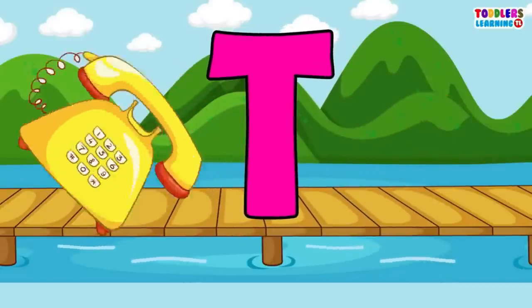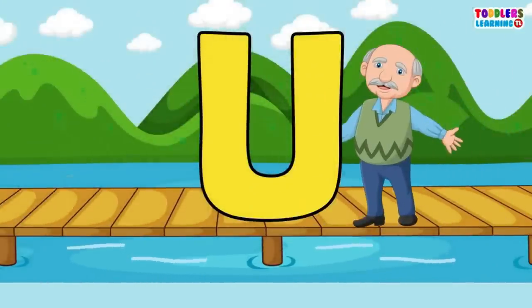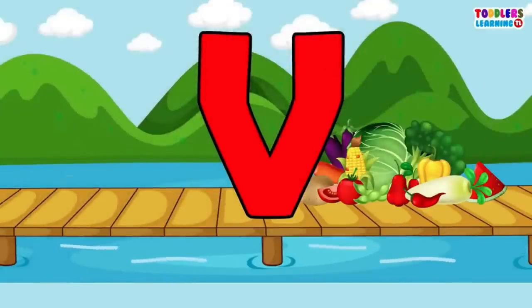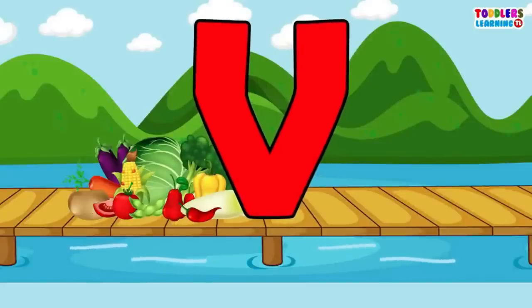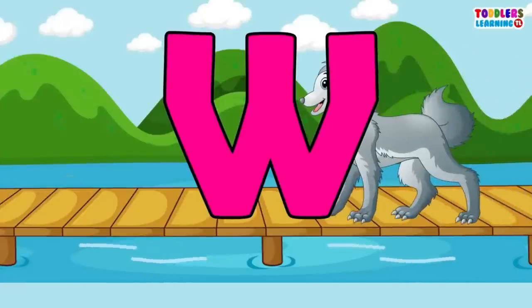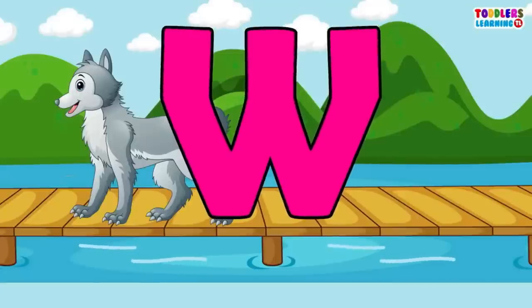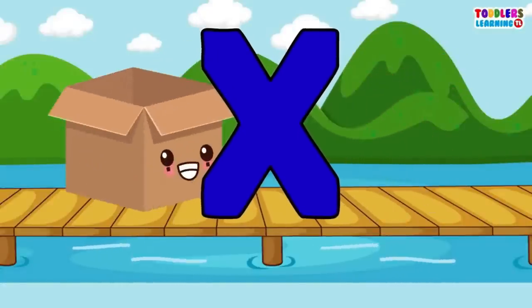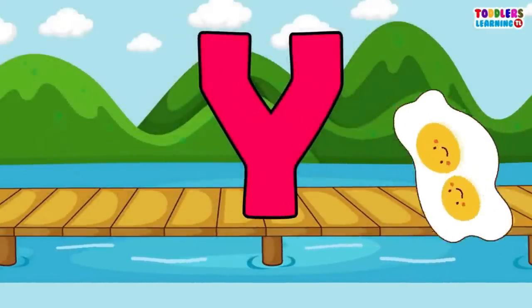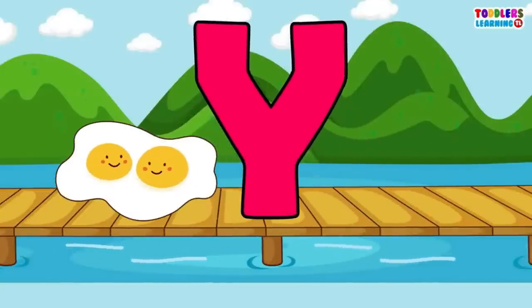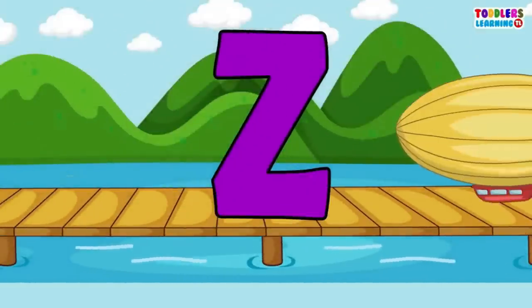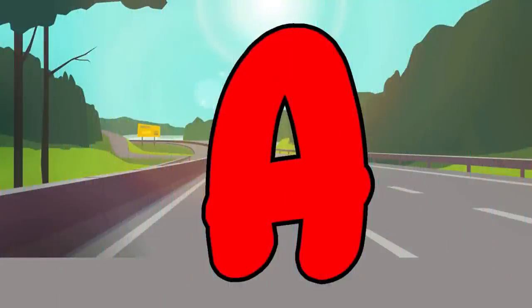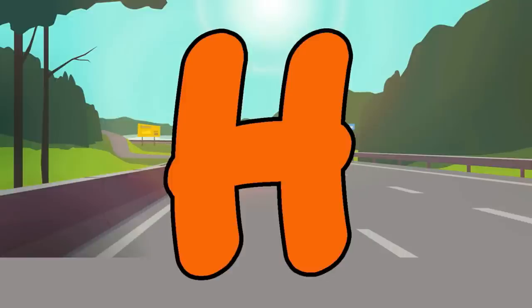Telephone. T. U for uncle. U. V for vegetables. V. W for wolf. W. X for box. X. Y for yak. Y. Z for zeppelin. Z. A, B, C, D, E, F, G, H, I, J, K, L, M.